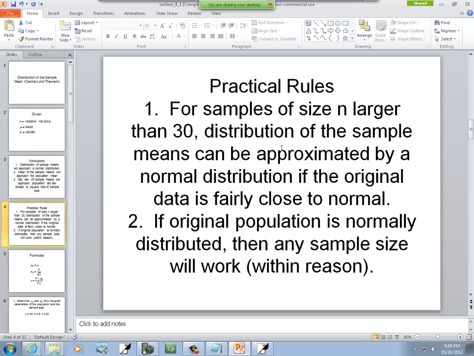For samples of size n larger than 30, the distribution of the sample mean can be approximated by a normal distribution if the original data is fairly close to normal. And if the original population is normally distributed, then any sample size will work, within reason. One wouldn't be enough, of course.